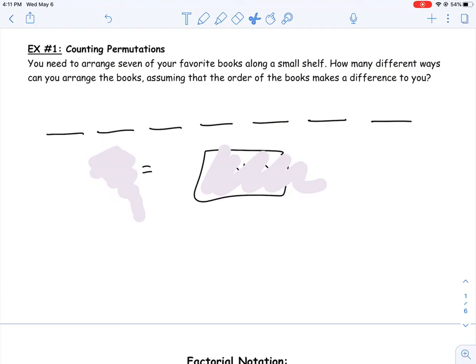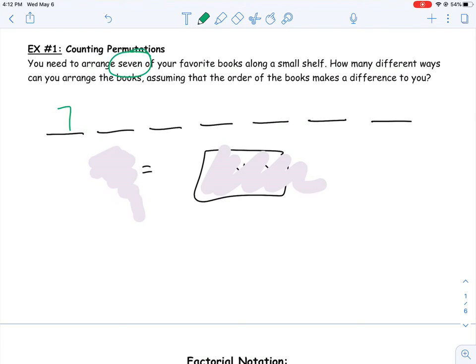It says here, you need to arrange 7 of your favorite books along a small shelf. How many different ways can you arrange the books, assuming that the order of the books makes a difference to you? Again, I like to imagine what's happening. So I have 7 little spots here, and I want to put books on these spots in my shelf. When I go to place a book on my shelf the first time, how many different books do I have to choose from? Well, doesn't it say I have 7 books? So the first time I go to put a book on my shelf, I have 7 books to choose from. I'm going to pick one of them, but I have 7 different options.